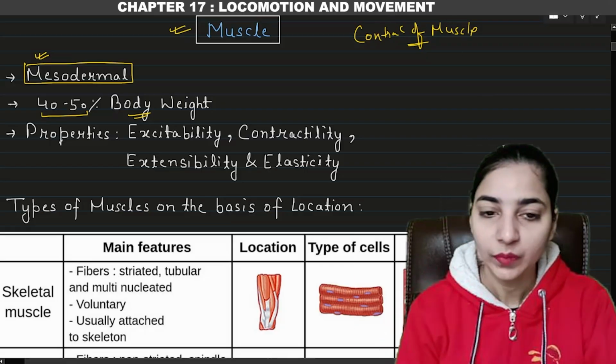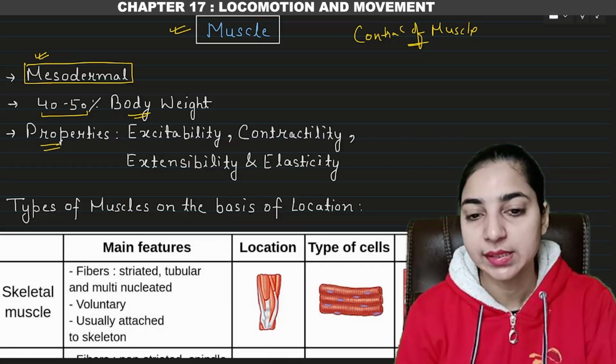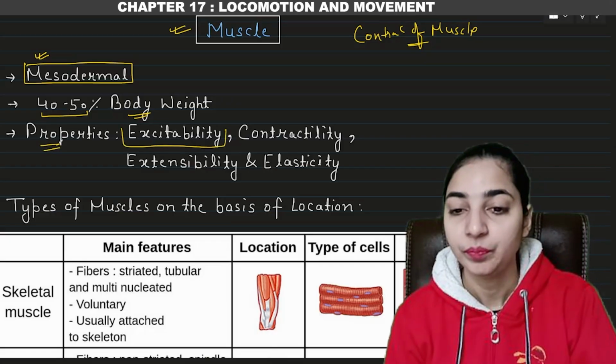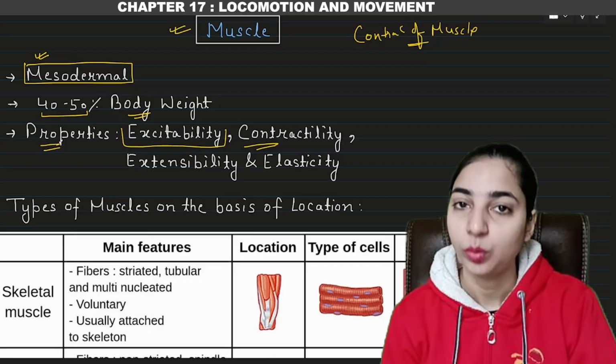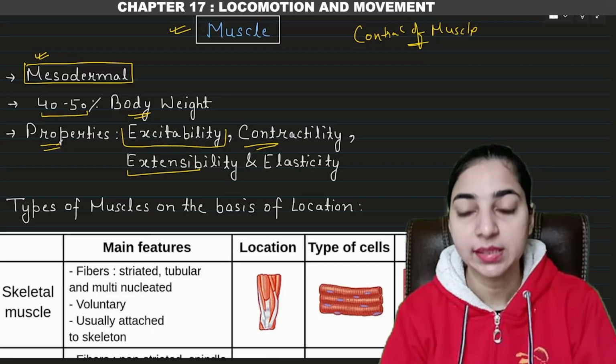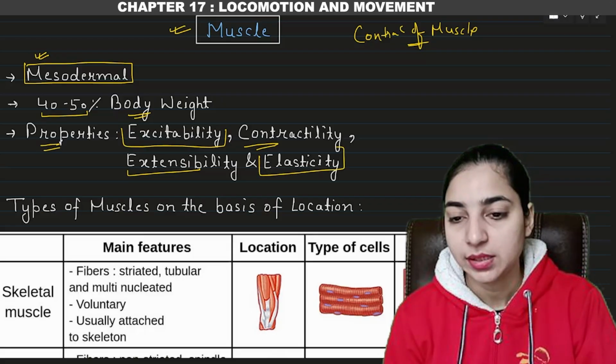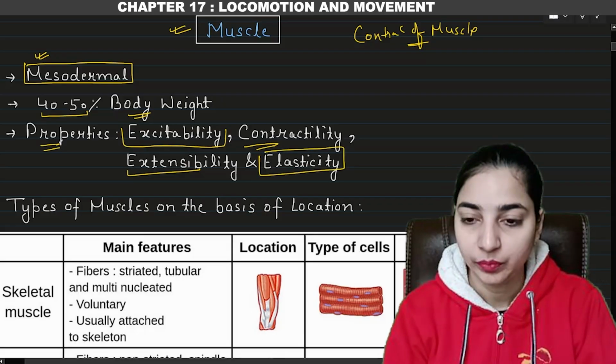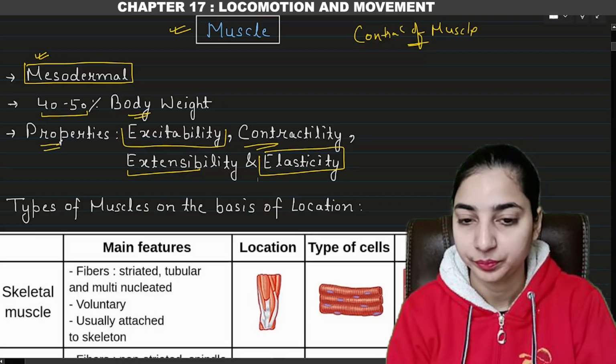What are the properties of the muscles? Excitability, it can get excited. Contractility, it can contract and relax. Extensibility, it can be extended. And elasticity, it is flexible. The muscles are quite flexible.